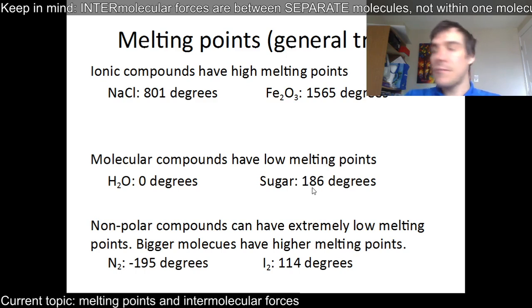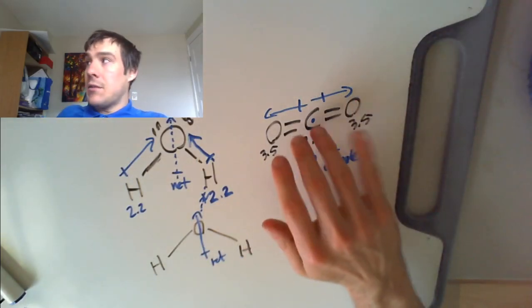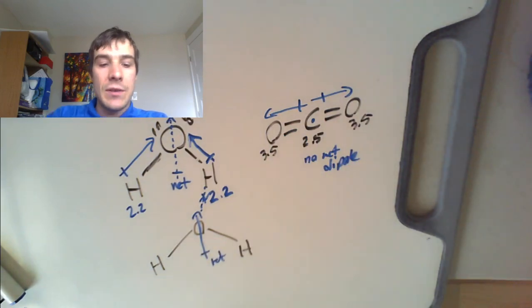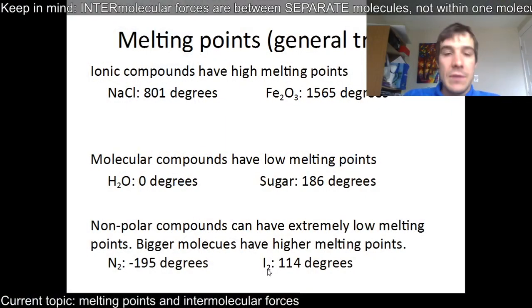And if it's non-polar, if it has these non-polar structures like nitrogen or iodine or carbon dioxide over here, this non-polar overall structure typically melts at a very low temperature, minus 195 for nitrogen. But if it's a big molecule, like iodine, a big atom because it's way down the table, it melts at 114 degrees. So this is a non-polar molecule that actually melts at a much higher temperature than water.